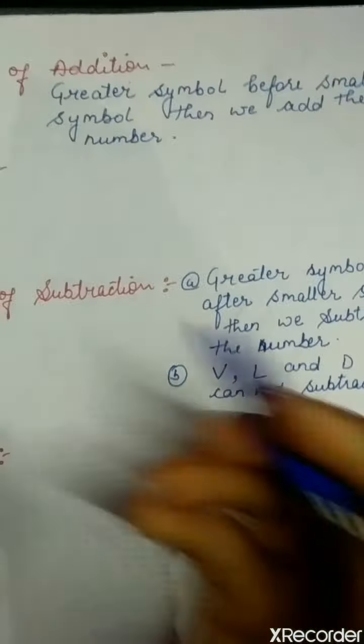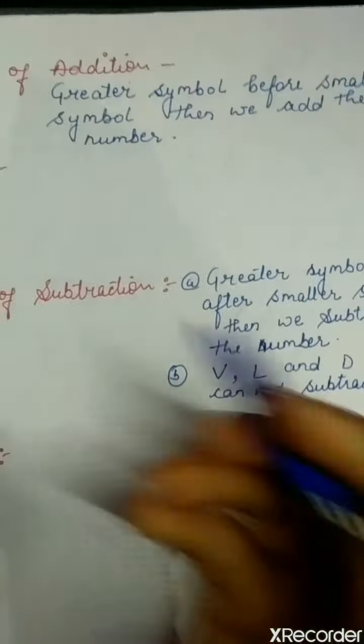Okay, so I is a symbol of 1, so X is greater than I, that you people know. So that's why we add both the numbers. How will we add it up? X represents 10 and I represents 1, so 10 plus 1 becomes 11. So XI is the symbol of 11.